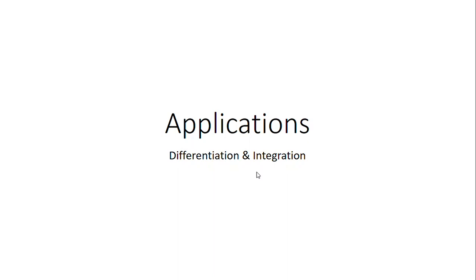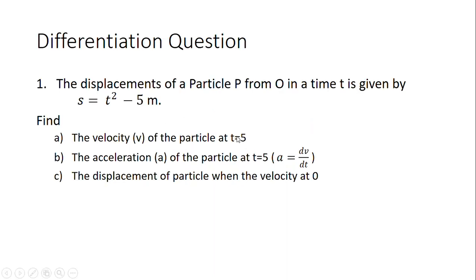Today we are going to learn about the applications of differentiation and integration. So first we are going to move to the question. The question is: the displacement of a particle from O in a time t is given by s equal to t squared minus 5. This is the equation for the distance.